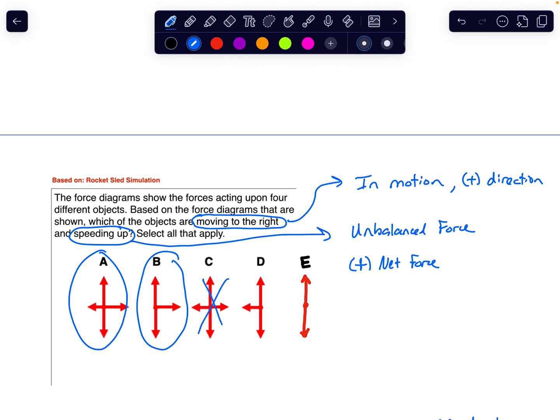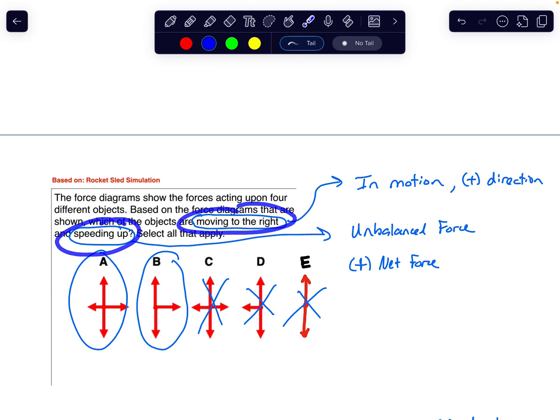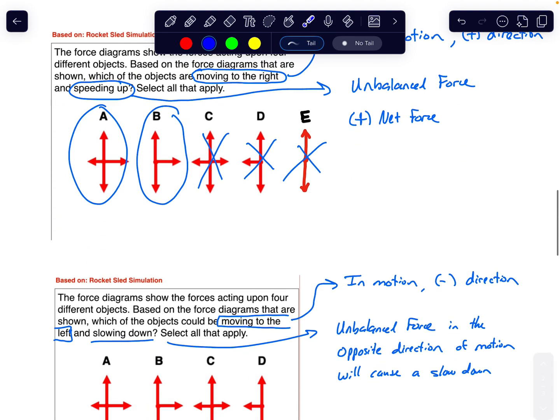D has a net force that's pointing to the left, or a negative net force. That one won't work. And E, the forces are balanced in the vertical direction, and so it could also be moving at a constant speed, so that one won't work. All right, so going back to what we know from before, being able to decipher the words that the problem is giving you is really key in solving these problems. All right, let's do one more.